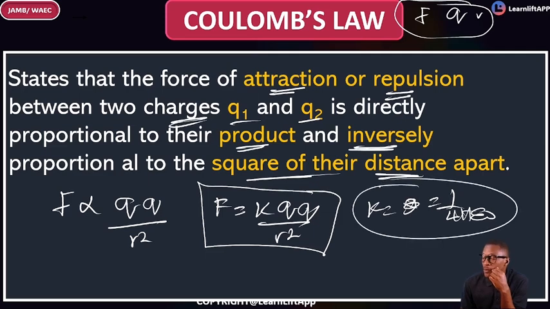So K is equal to 1 over 4 pi E naught. This simply has 9.0 times 10 raised to power 9. Do you understand that? So everybody, what is Coulomb's law?